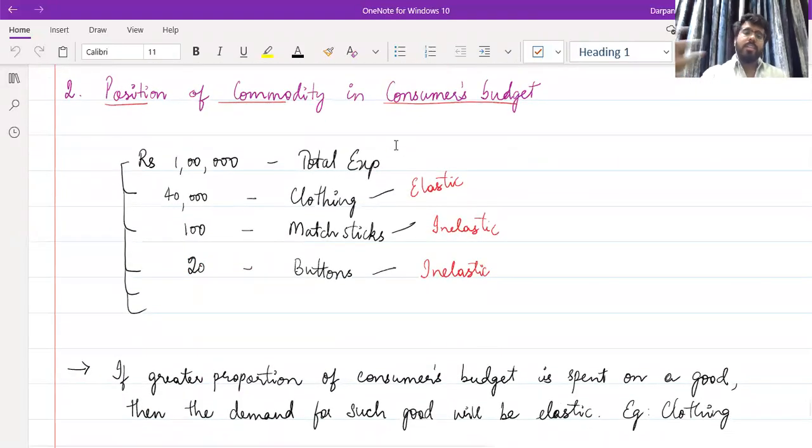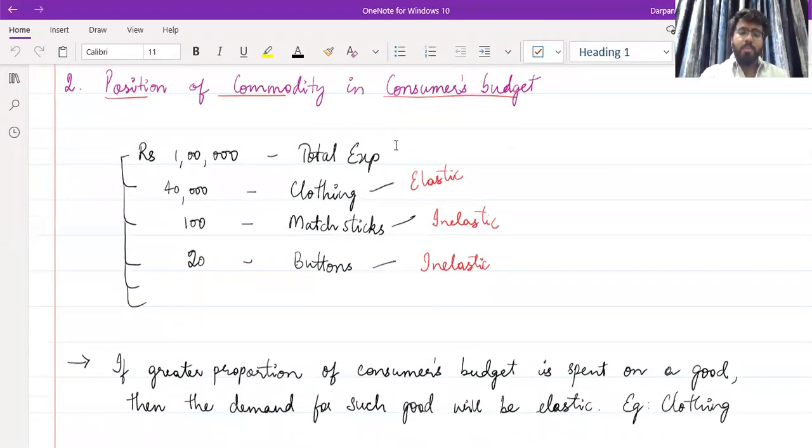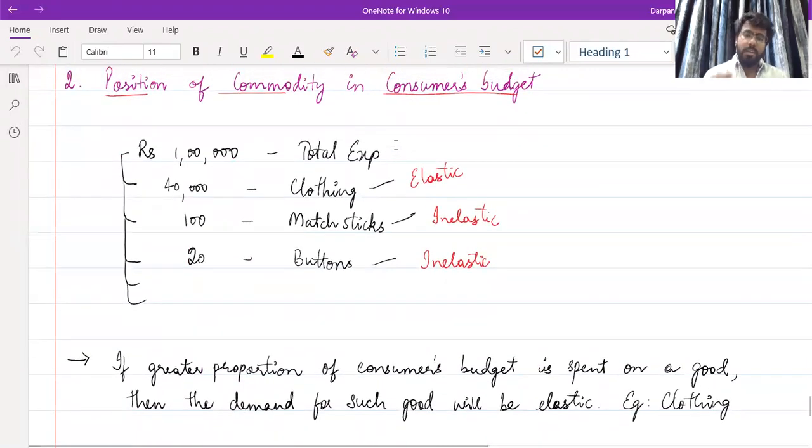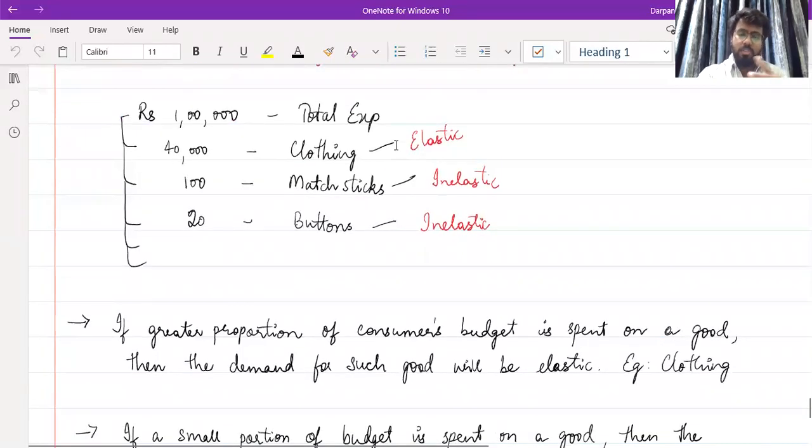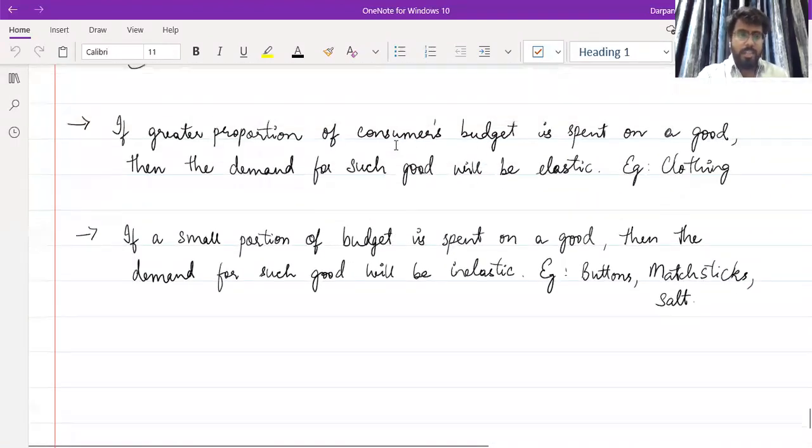Position of commodity in consumer's budget. If the proportion that I'm spending on that particular good is high, then it will be elastic, right? But if the proportion out of my expenditure is very low, then obviously it will be inelastic. What were the examples that we took? Buttons and matchsticks, which occupy a very low percentage of your income or budget, correct?